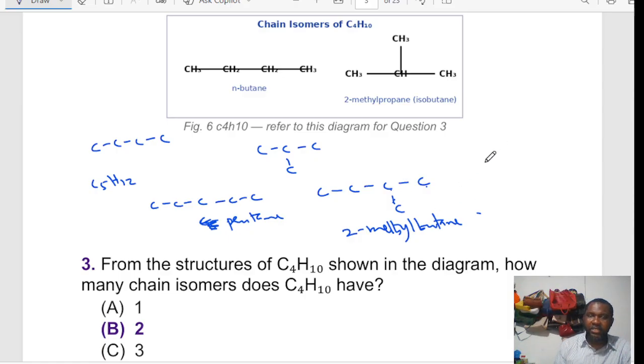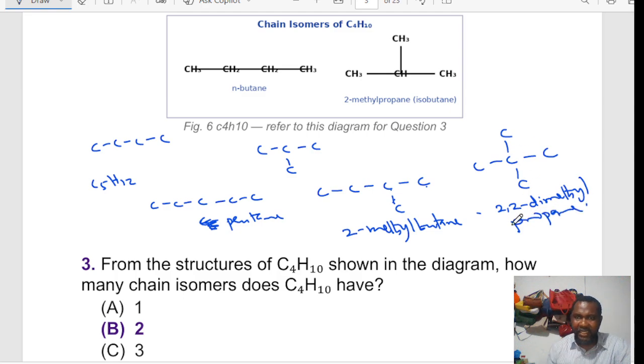Let's try 2 branches. So we have 1, 2, 3. That's 3 carbons. Then the other 2 should be branches. Maybe one should be here and the other one should be here. This is now 2,2-dimethylpropane. That is another isomer, 2,2-dimethylpropane. And from what I can see here, there is no other isomer that this can form.